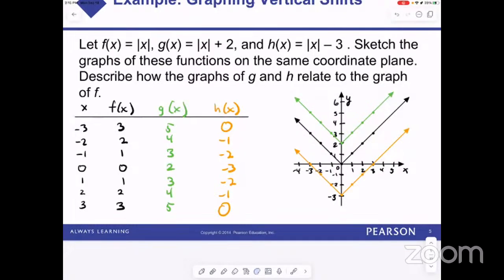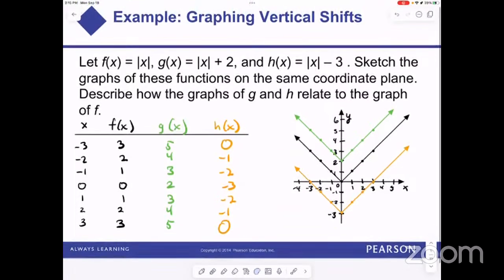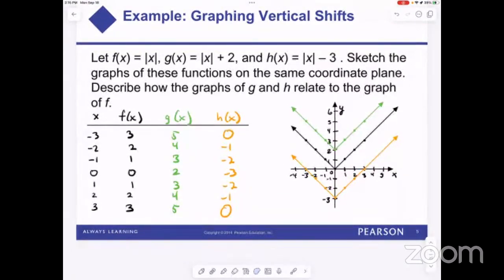So this brings us to our first two transformations. We added a positive on the outside of our basic function, so we went from the black to the green. Adding a positive on the outside moved our graph up by 2 units. Subtracting a positive on the outside moved our graph down 3 units. Outside manipulations cause a vertical change and they tend to follow our intuition.